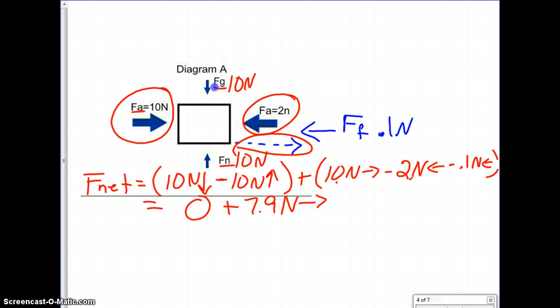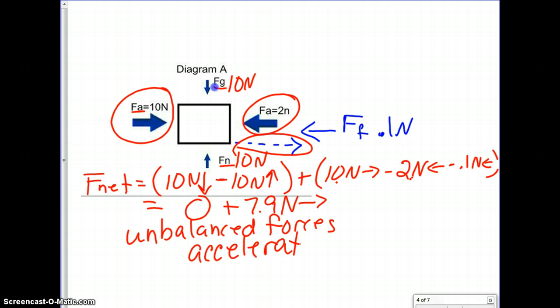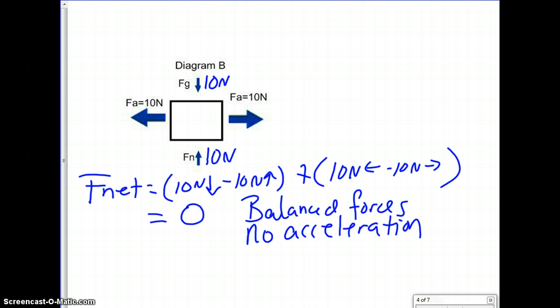We learned before that if your net force is not 0, then your object has been subjected to unbalanced forces. All unbalanced forces result in the object accelerating. So that's the interpretation of our first diagram. Let's move to a different diagram.